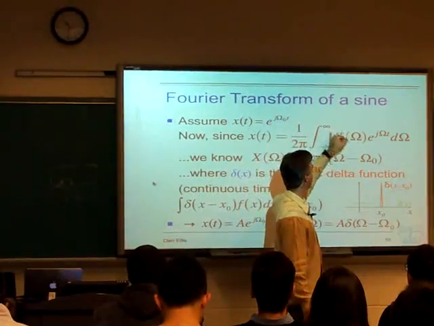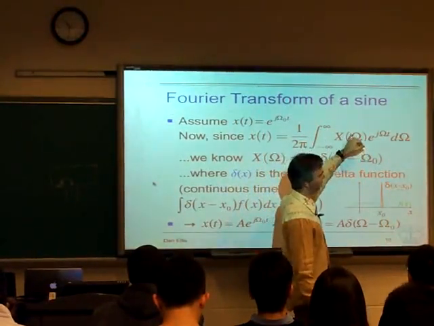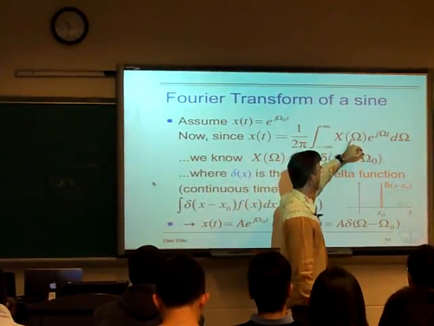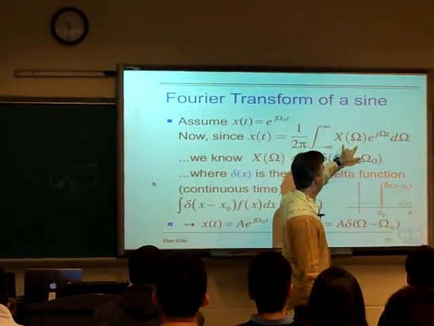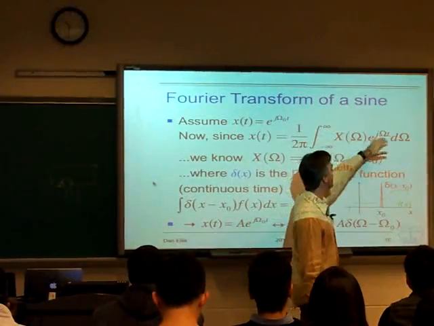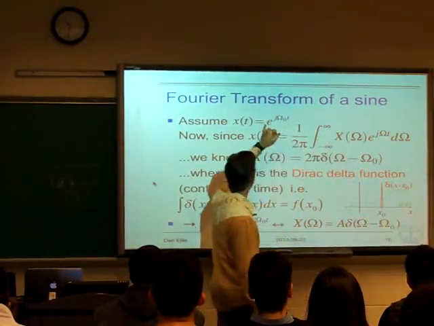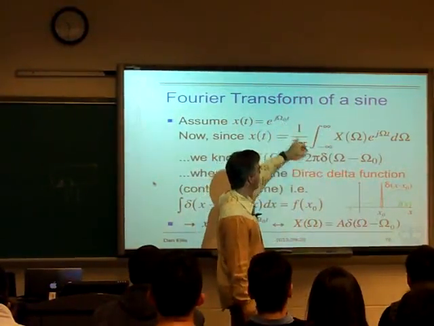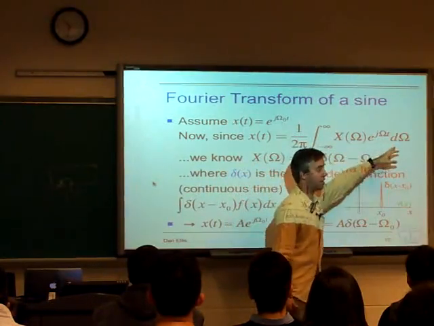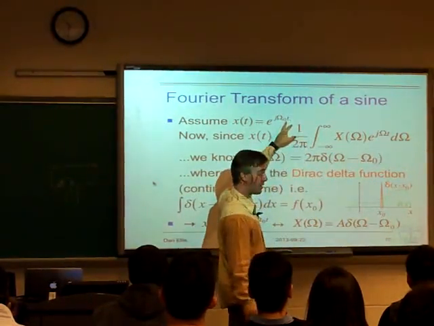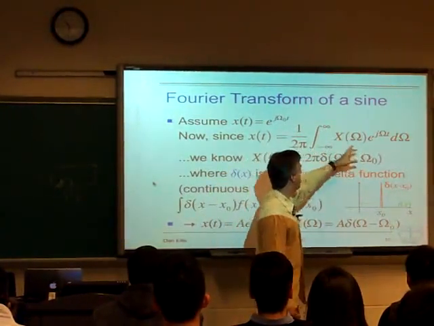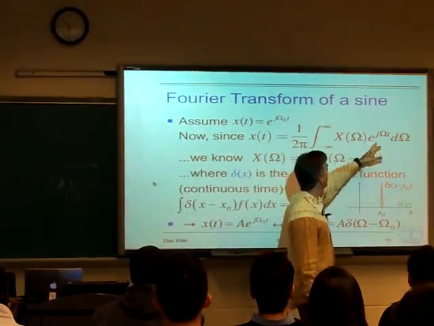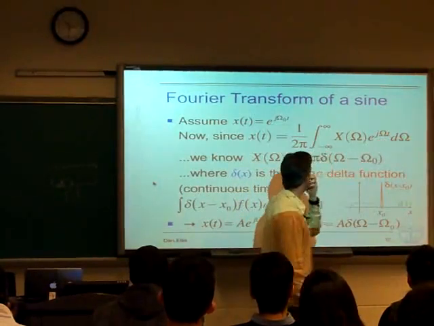over all possible values of omega of our function of omega here. I've written it just as x of omega, just to make it clear that we're just talking about this set of coefficients. So it's the integral of x of omega times e to the j omega t. But we know that we want x of t to be e to the j omega 0 t. Here, this omega is just the integration variable. Here, this omega is some constant. So we want this integral to basically disappear for all values of omega except omega equal to omega 0.